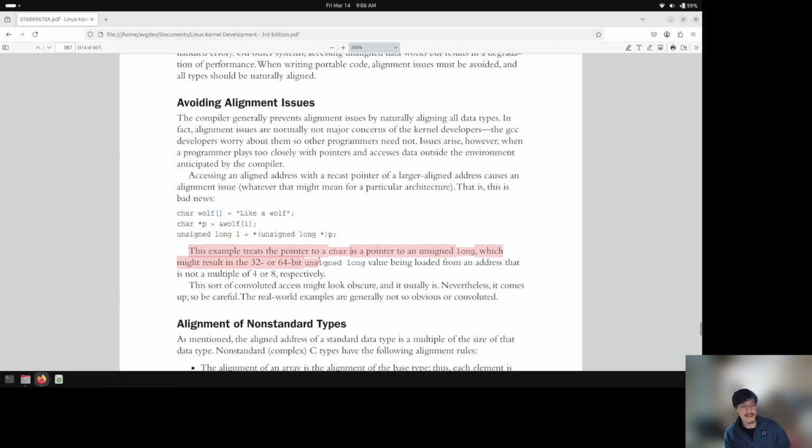This example treats the pointer to a char as a pointer to an unsigned long, which might result in the 32 or 64-bit unsigned long value being loaded from an address that is not a multiple of 4 or 8 respectively. This sort of convoluted access might look obscure and usually is. Nevertheless, it comes up, so be careful. The real-world examples are generally not so obvious or convoluted.